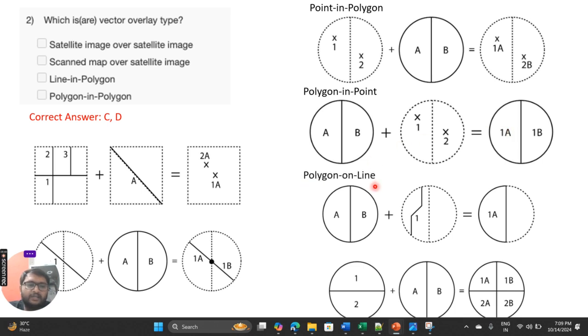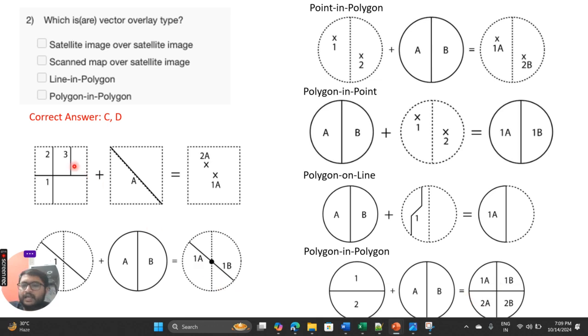Now the third kind of operation in overlay is polygon on line. So we have one polygon and one line. If we combine these two, to find the polygon which is falling on this line, we will get this, like 1A, so it will be integrated together. Then we have polygon on polygon: if two polygons are there, it will merge them. Here you can see 1 is falling inside both A and B, so this will be divided further into four different zones: 1A, 1B, 2A, 2B.